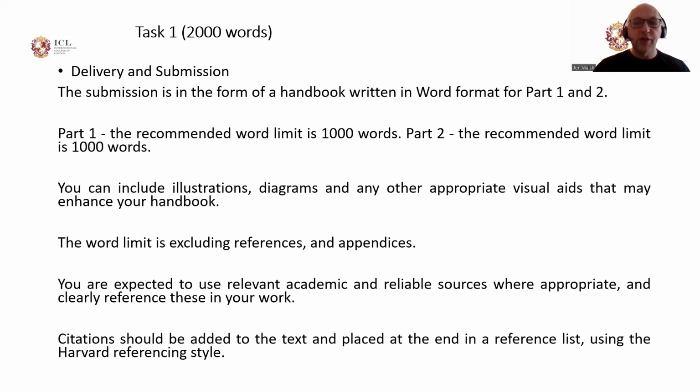With the delivery and submission for task 1, submission is in the form of a handbook written in Word format for both parts 1 and 2. Part 1, the recommended word limit is 1,000 words. Part 2, the recommended word limit is 1,000 words. You can obviously include illustrations, diagrams, and any other appropriate visual aids that may enhance your handbook. The word limit includes references and appendices.